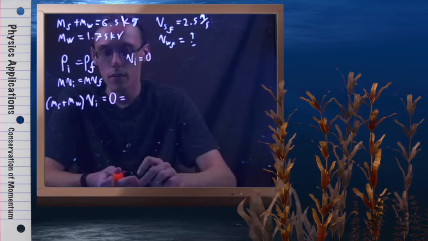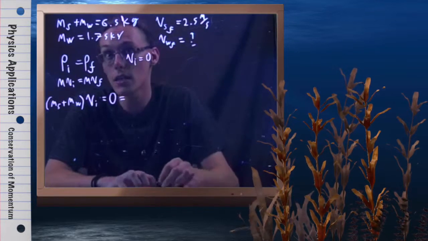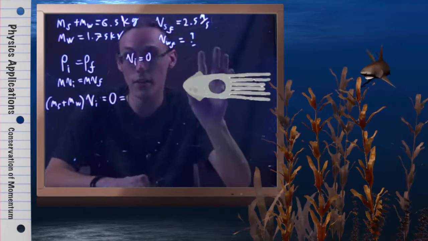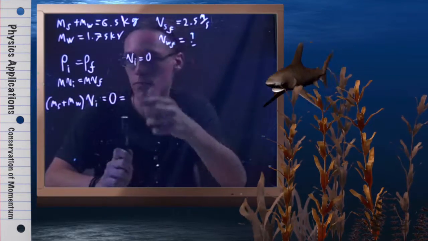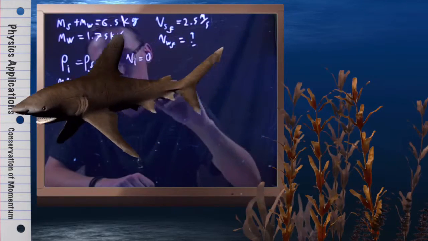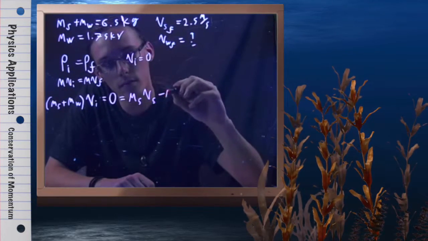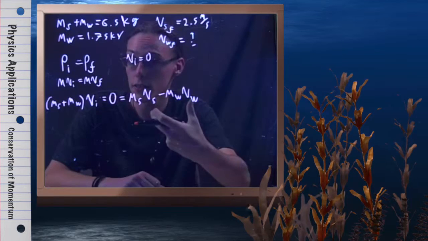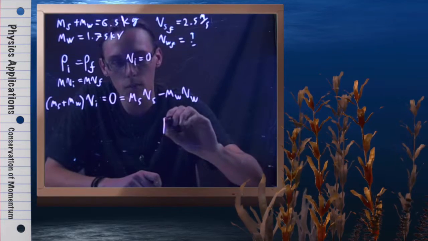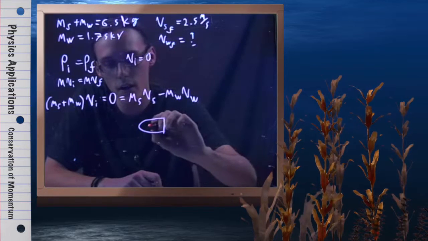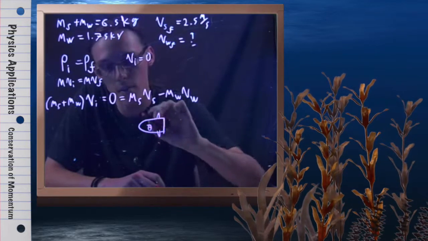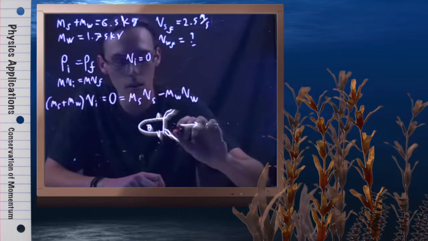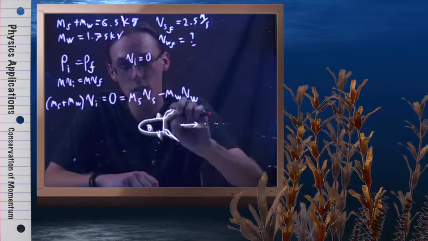To start with, like we said, the squid is just floating there, and then suddenly a predator comes along, and the squid freaks out, and it shoots off this way. Now, when it does this, we've got our little squid here, which is essentially like a rocket ship. So I'll sort of draw it like that, but with an eyeball.